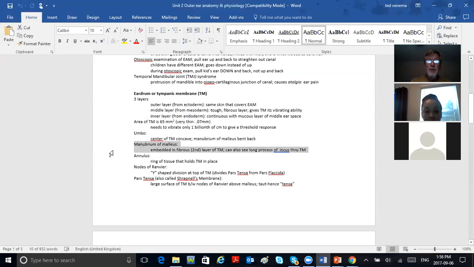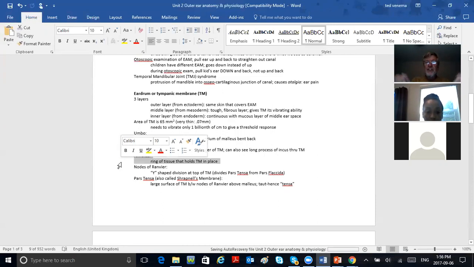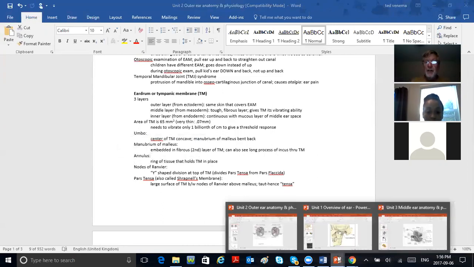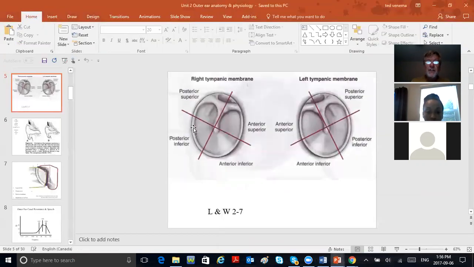Okay. Manubrium of the malleus embedded into the second layer of the TM. TM means tympanic membrane or eardrum. You can also see the long process of the incus through the eardrum. I have an extra space here. Put an I there, Ted. Okay, and then there you go. Annulus is the ring of tissue around the outside of the drum. Let's see if I've got a picture of that. Here's the annulus. The ring of tissue at the outside of the drum.